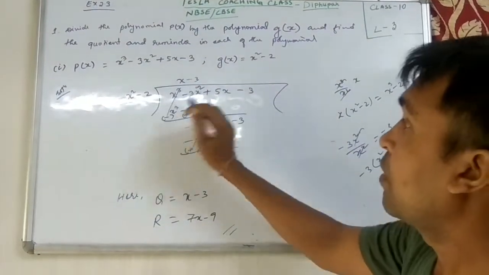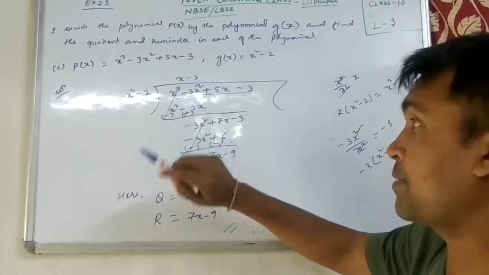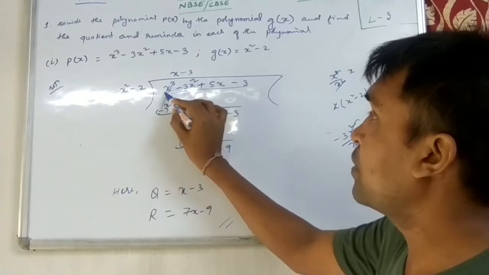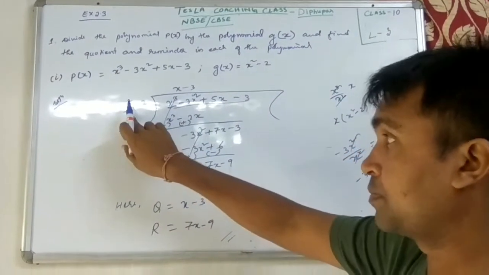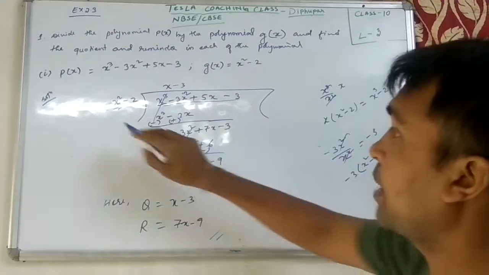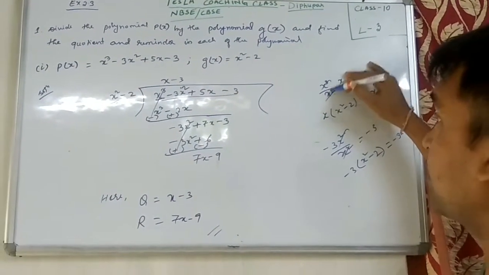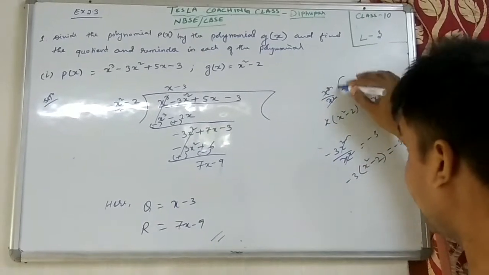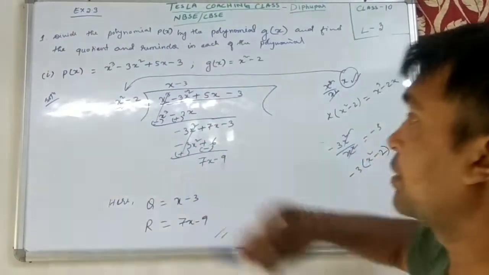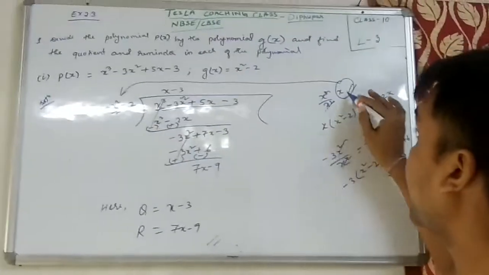See here. First of all, you have to arrange this in order according to the power. Here x cube is the highest power, then x square, then x, and then the term without x, that is the constant term. Now divide the first term by the first term. The first term is x cube, and the divisor's first term is x square. If you cancel, what is left? x. With this x, you have to multiply the divisor.